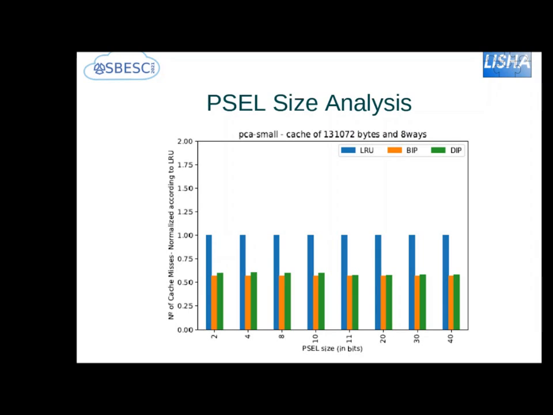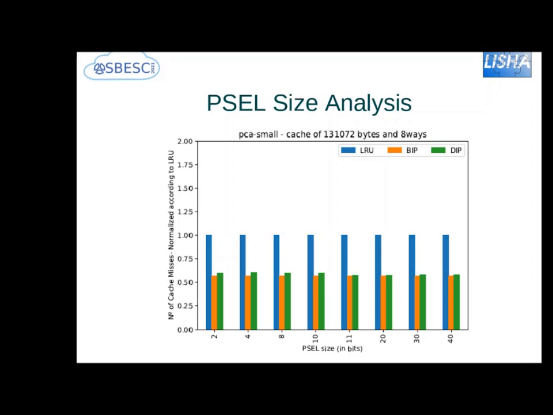For this experiment, we assume a 128 kilobyte 8-way associative cache and run the benchmark using the LRU, BIP, and DAP policy. We vary the size of the pixel counter on the horizontal axis and report the amount of cache misses occurring on the vertical axis. Each bar is normalized over the cache misses occurring using LRU.